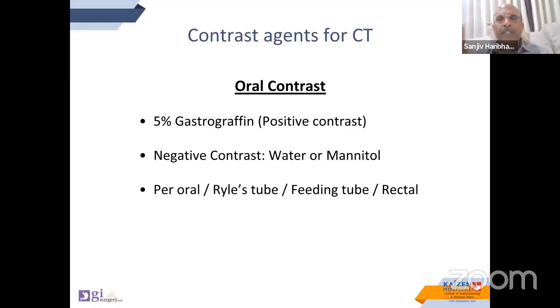But for particular situations, you can use particular agents. If, for example, you want to check the anastomosis around the esophagus or the stomach, you may just use the oral contrast. If you want to check a low anterior resection anastomosis, you could use a rectal contrast CT. But most of the time you use it with the IV contrast so that we can look for collections also.